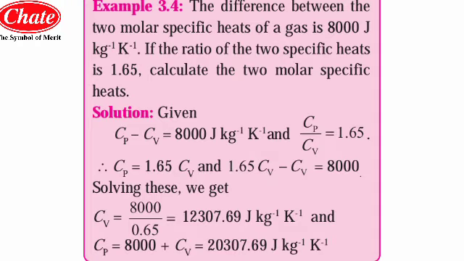Now simply you can put this value in the equation Cp minus Cv is equal to 8000 joule kg raised to minus 1 Kelvin raised to minus 1. If we put this value in the above equation, we get Cp is equal to 8000 plus the value of Cv we have calculated, 12307.69. If we add them up, then you will get Cp is equal to 20307.69 joule kg raised to minus 1 Kelvin raised to minus 1. So these are the values of the two molar specific heats that we have obtained from the given conditions.